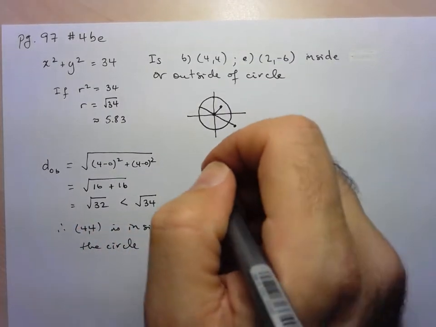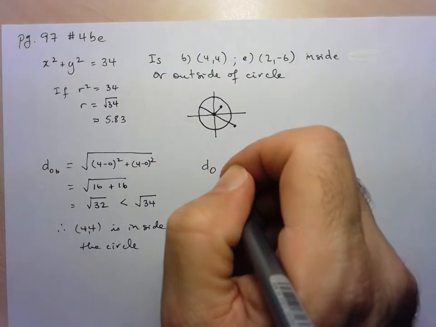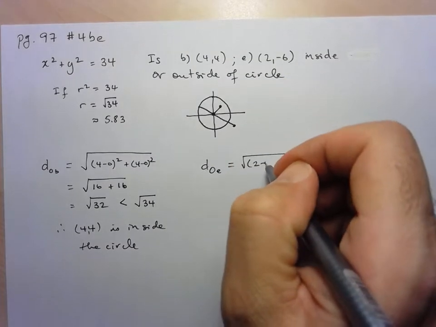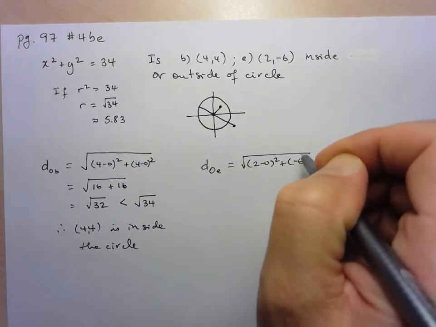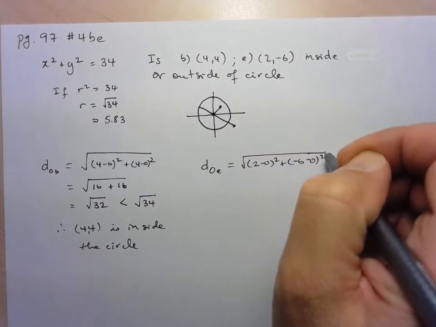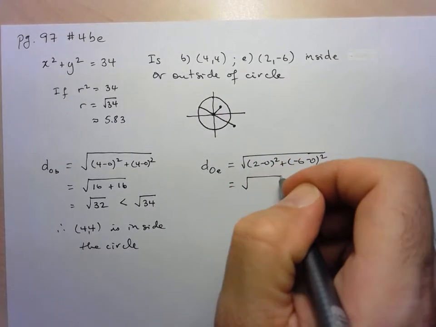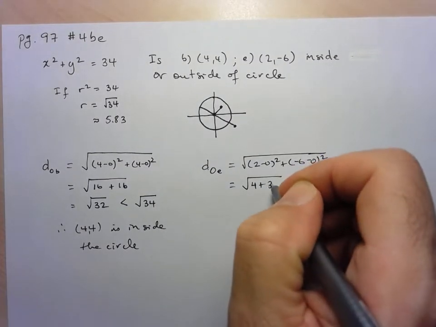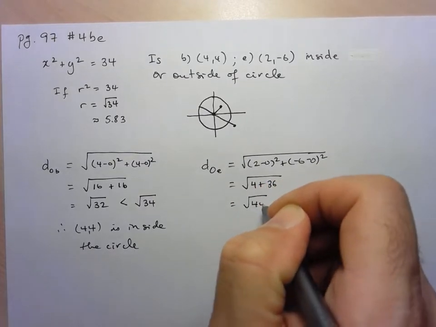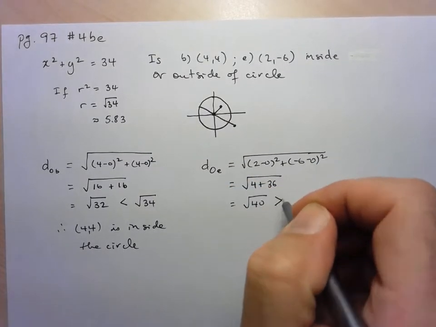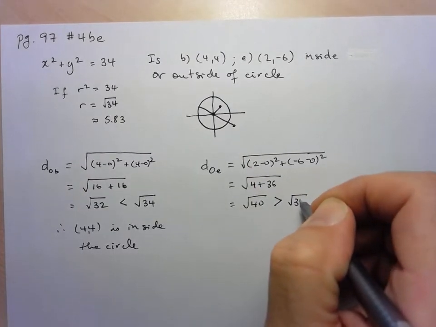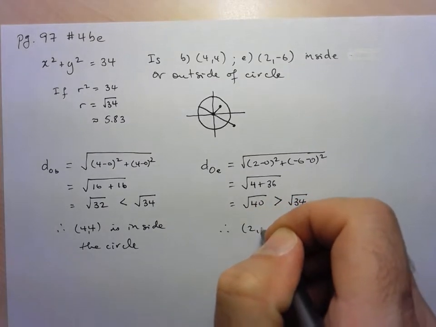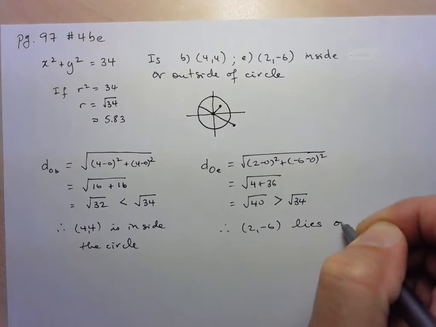All right, now let's find the distance from the origin to point E. Again, what do we have? We have 2 minus 0 squared plus negative 6 minus 0 squared. What does that give us? 2 squared is 4 plus negative 6 squared is 36, which gives the square root of 40. This again is greater than the square root of 34, which is the radius of my circle. Therefore, point E, which is 2, negative 6, lies outside of the circle.